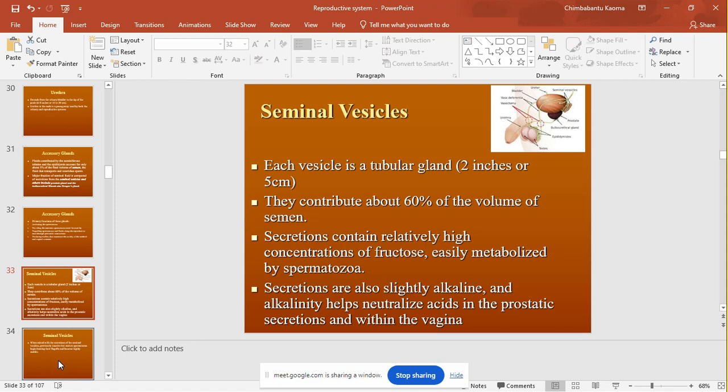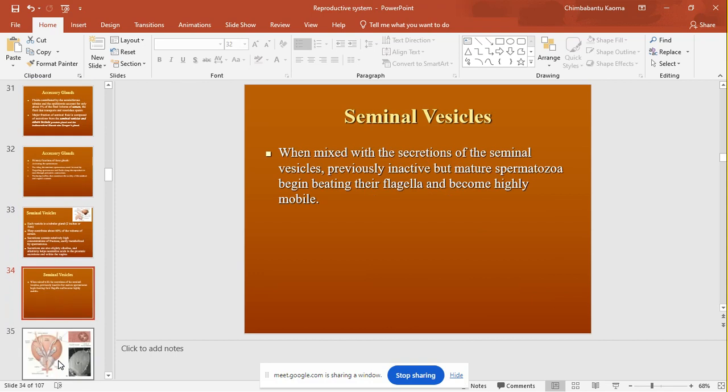This ejaculate will be made up of fructose. Fructose is basically the sugar that the spermatozoa can easily metabolize to produce energy. And like we've already mentioned, this secretion from the seminal vesicles is alkaline. And the reason it is alkaline, it helps to neutralize the acidic vagina environment, but also the prostatic secretion, which is also said to be acidic.